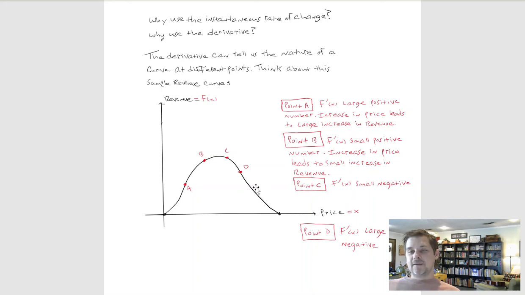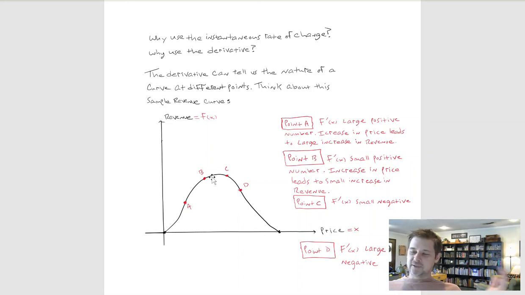And then we might be especially interested, as economists, in points like point B, where I'm increasing price but getting less and less increase in revenue. That's called diminishing marginal returns. Once you get past that, it flattens out and then starts turning around. Then as you increase price, you start getting less revenue.